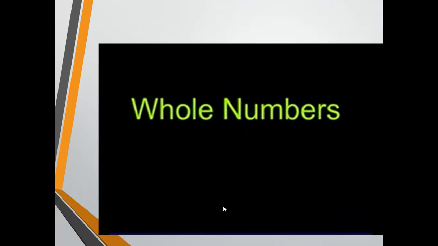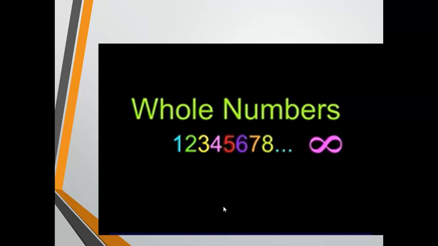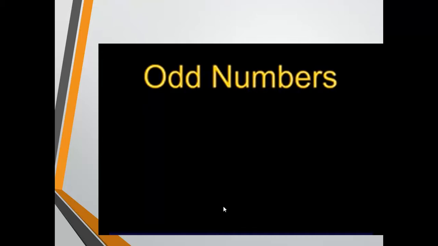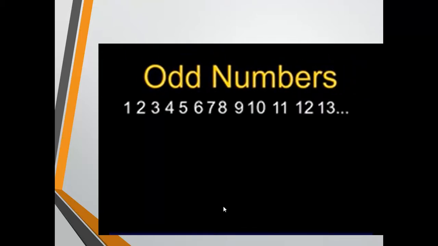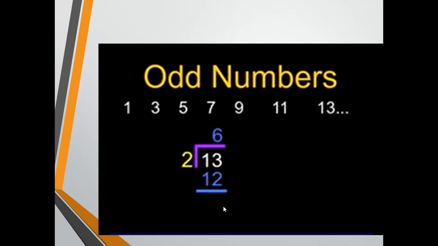The next definition on our list is whole numbers. Whole numbers include all the natural numbers plus one very important number, and that would be 0. The next definition is for odd numbers. Odd numbers are the whole numbers that are not divisible by 2. These include 1, 3, 5, 7, 9, 11, 13, and so on. 2 does not divide neatly into any of these numbers. There will always be a remainder left over.